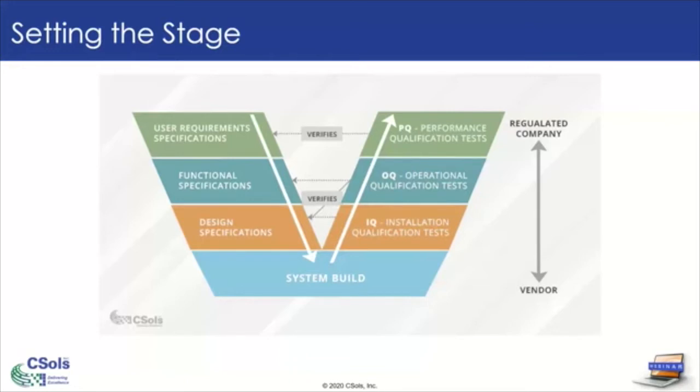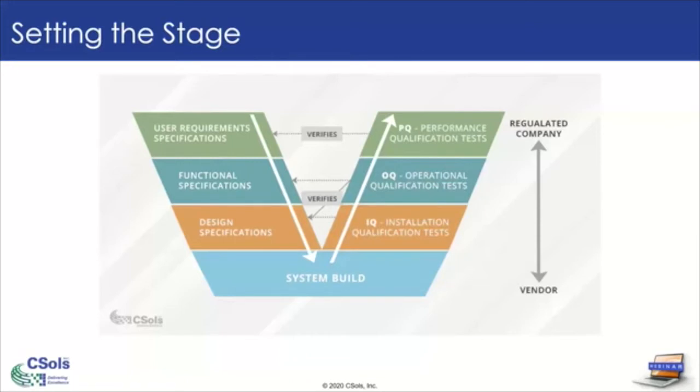And the purpose of this in relation to the webinar today is really to talk about going down the left-hand side of the V. These are the documents that get created to define your system. So you're starting with the user requirements. Those user requirements explain what you need the system to do as an end user. Then those get translated into functional specs, which define how the system works to meet your user requirements.